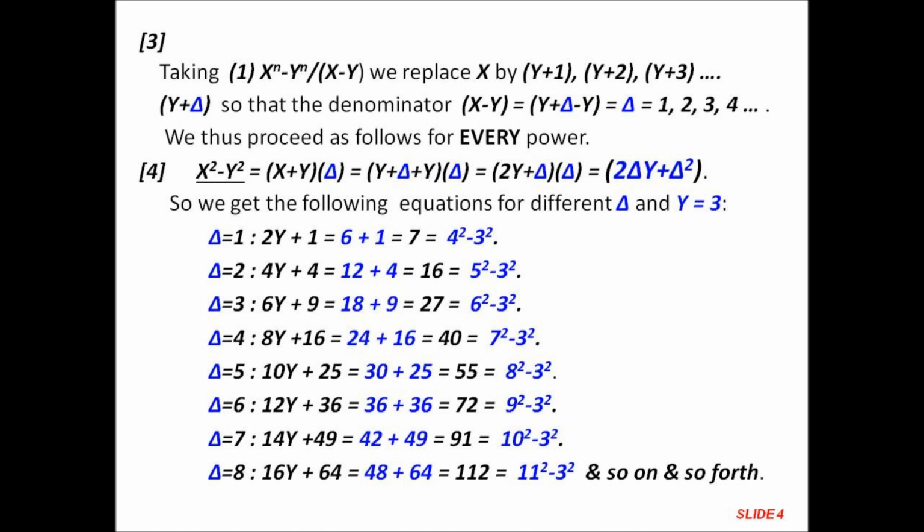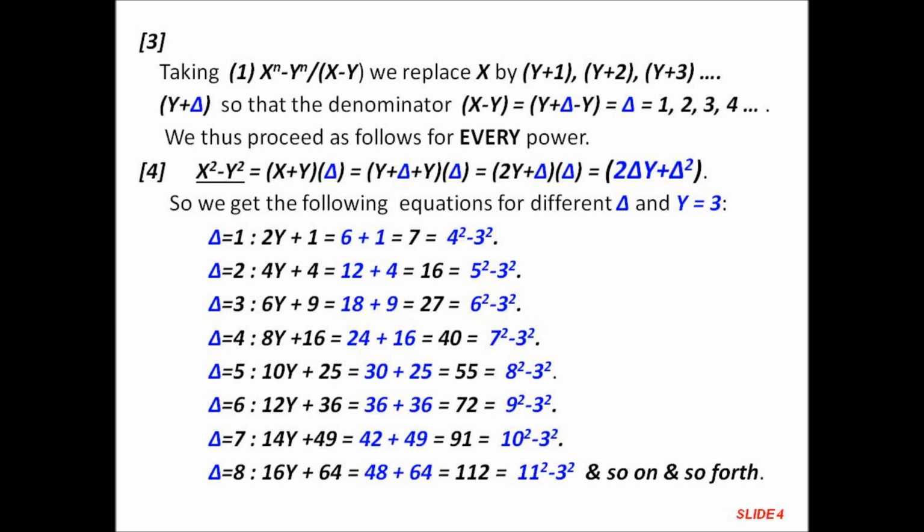3. Taking the identity 1, we replace x by y plus 1, y plus 2, y plus 3, y plus delta, so that the denominator x minus y equals y plus delta minus y, which is equal to delta, which is equal to 1, 2, 3, 4, all the way to infinity. We thus proceed as follows for every power.